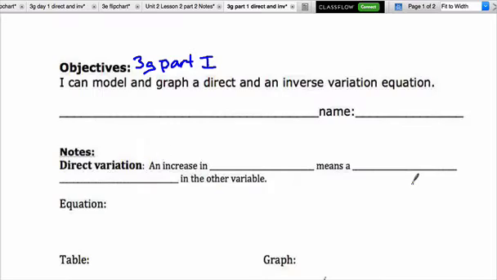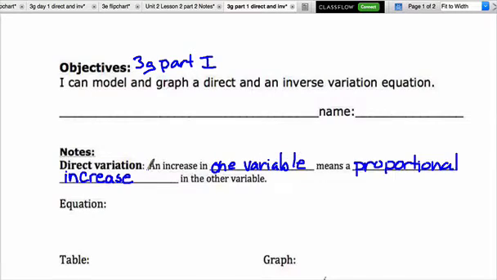Okay, so what is a direct variation? Well, in a direct variation, an increase in one variable means a proportional increase in the other variable. Okay, so make sure you get that down. And then the equation looks like this. You would have a y and an x, and then you would have a k. So it's y equals k times x. And the k is a constant number. So it's a number that doesn't change.